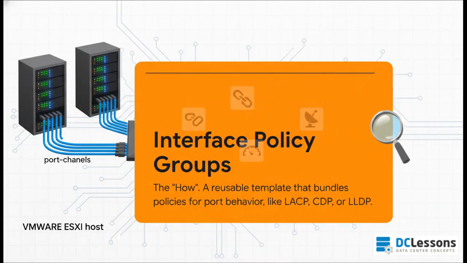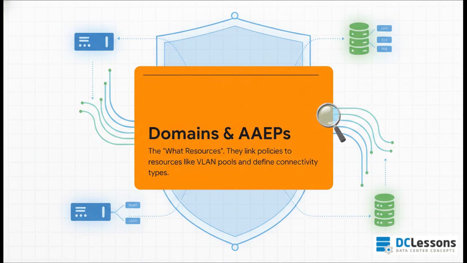Okay, now for what I think is the most powerful piece for reusability, the interface policy group. This is the how. How should these ports actually behave? This is a template. It's a bundle of all the nitty-gritty settings, like LACP for your port channels, CDP or LLDP, link speed, all that stuff. And the beautiful part is, you create it once. Let's say you make one for your VMware ESXi hosts. Then every time you connect a new ESXi host, you just grab that same policy group and apply it. It's amazing.